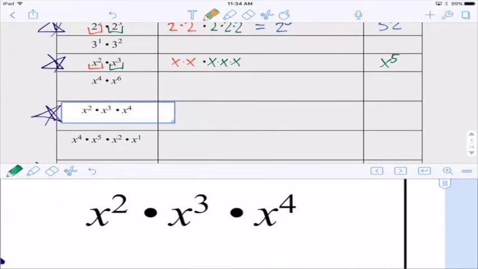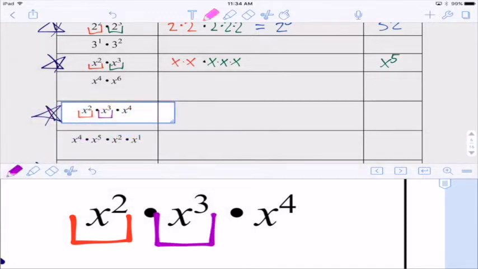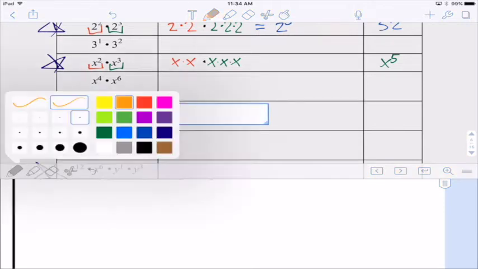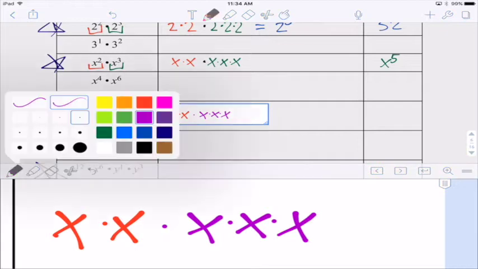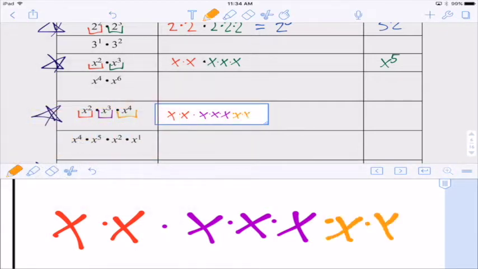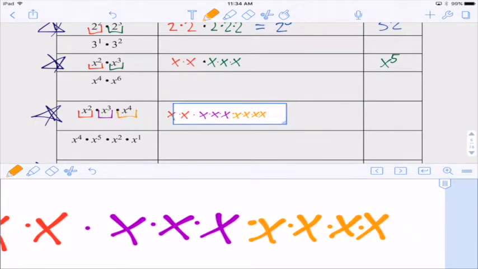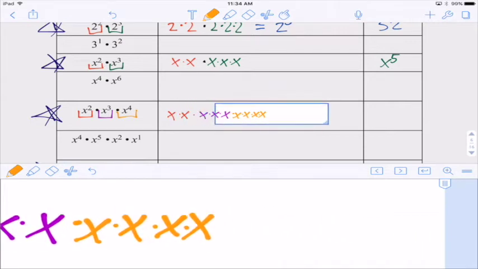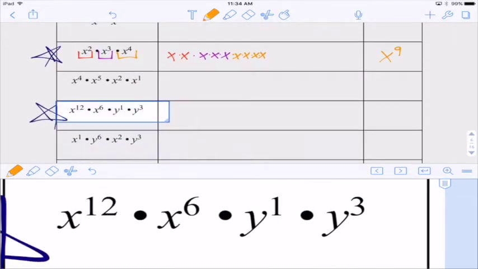Same with this one. Now I need 3 colors. Red. How about some purple and orange? Nice and bright ones. So if we start with our x squared, we've got x times x. Our x cubed, x times x times x. And our x to the 4th, x, x, x, and x. Well, that's 2, 3, 4, 5, 6, 7, 8, 9. This is x to the 9th. Okay? I'm going to do one more, and then you're going to do it.